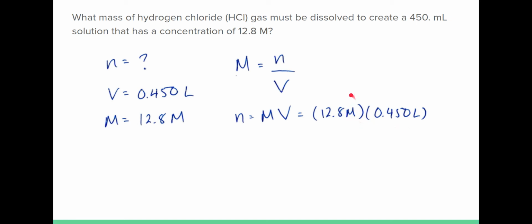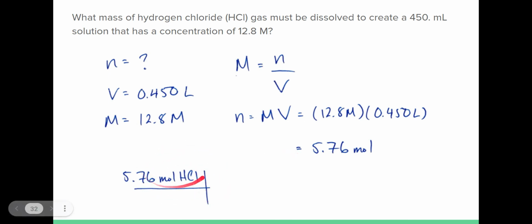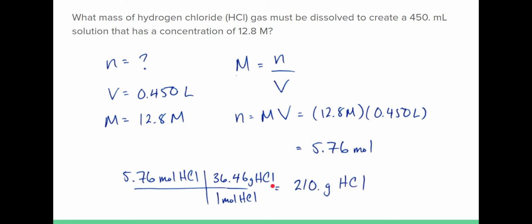Since molarity is expressed in moles per liter, the liters are going to divide out in my final answer, leaving me with the number of moles of HCl that are necessary. So the number of moles that are necessary is 5.76 moles. Then all I have to do is take my number of moles and use a one-step conversion to get it converted into grams. The molar mass of HCl is 36.46 grams per mole. The final number of grams of HCl that are required would be approximately 210 grams of hydrochloric acid.